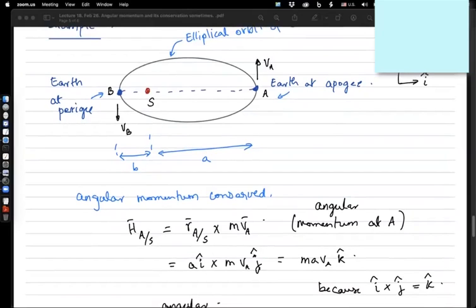But yes, angular momentum is conserved. So let's compute the angular momentum here, and let's compute the angular momentum here. And let's equate the two things.